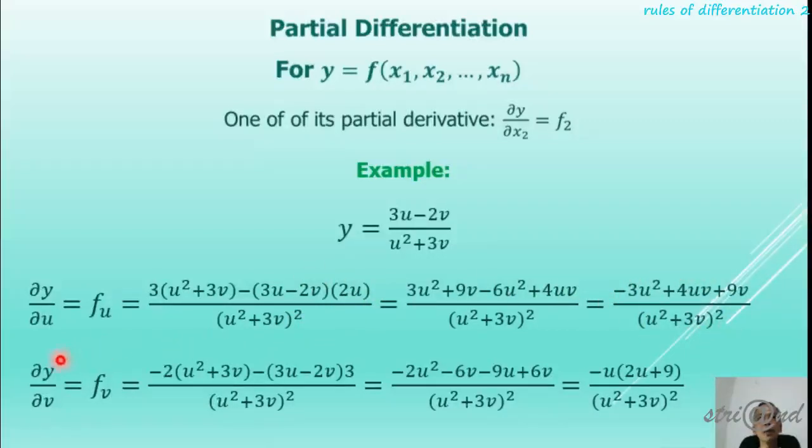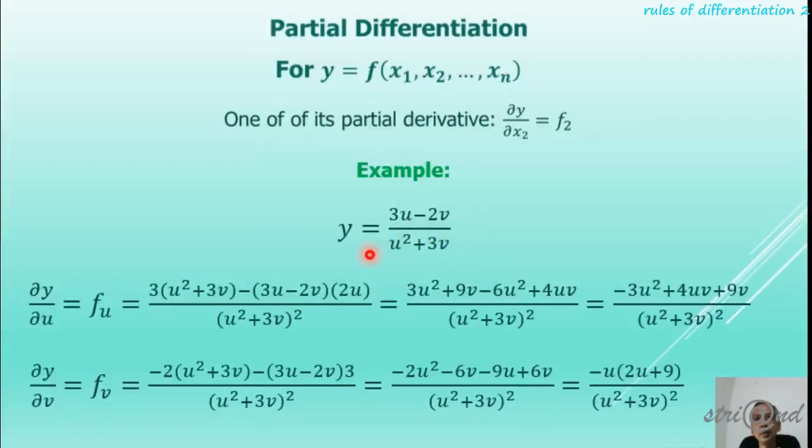The same thing for the derivative of y with respect to v. We can also apply the quotient rule. This is the derivative of the numerator with respect to v. The derivative of 3u with respect to v is 0, because it is now a constant, since we are talking about v. And then the derivative of minus 2v with respect to v is minus 2, and then multiplied by the denominator, minus the numerator 3u minus 2v, multiplied by the derivative of the denominator.